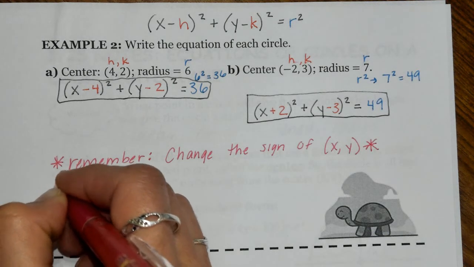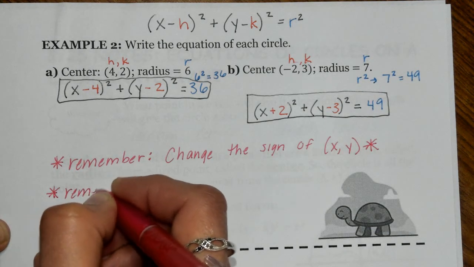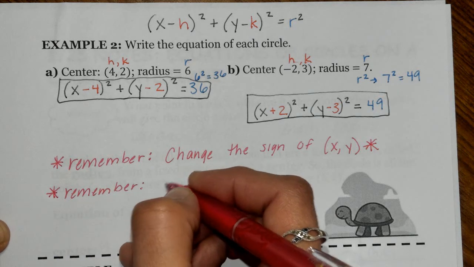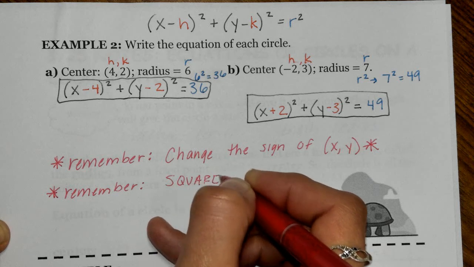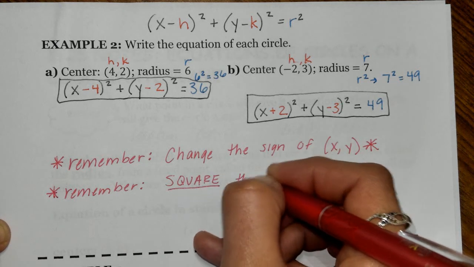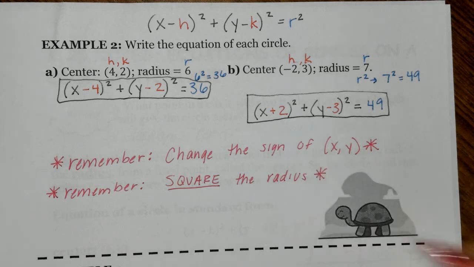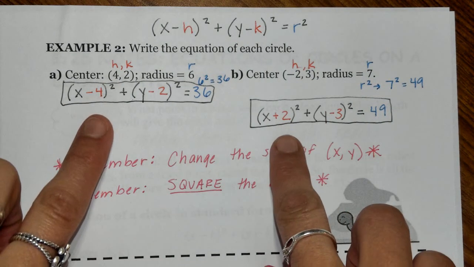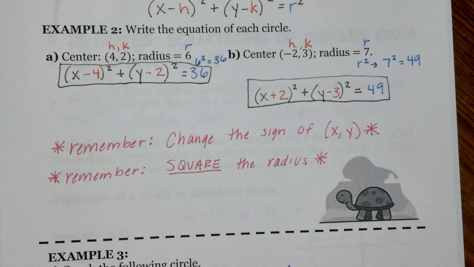The other thing you need to do whenever you're going this direction is you have to remember, with that radius, you have to square the radius. It's not as simple as just writing down what number they have on that one. You've got to change the sign of the coordinates like we did here, and then you need to make sure you square that radius. And that's the end of your circle notes and the circle unit.